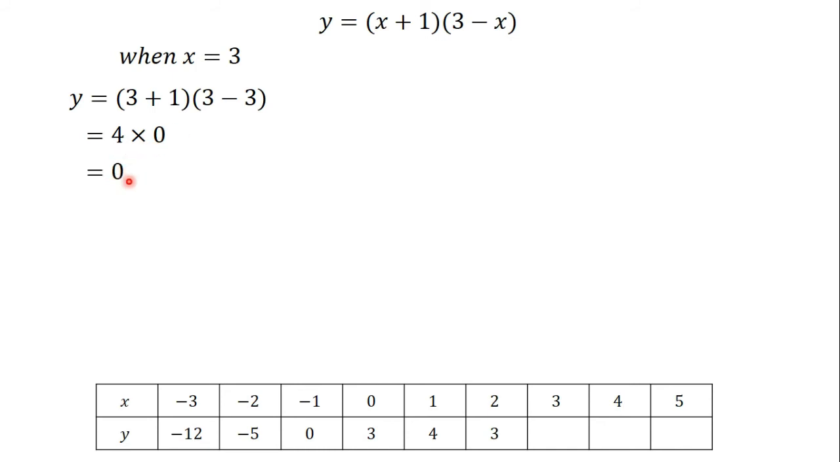4 times 0 is 0. So when x is equal to 3, y is equal to 0. The next x value we have is 4.